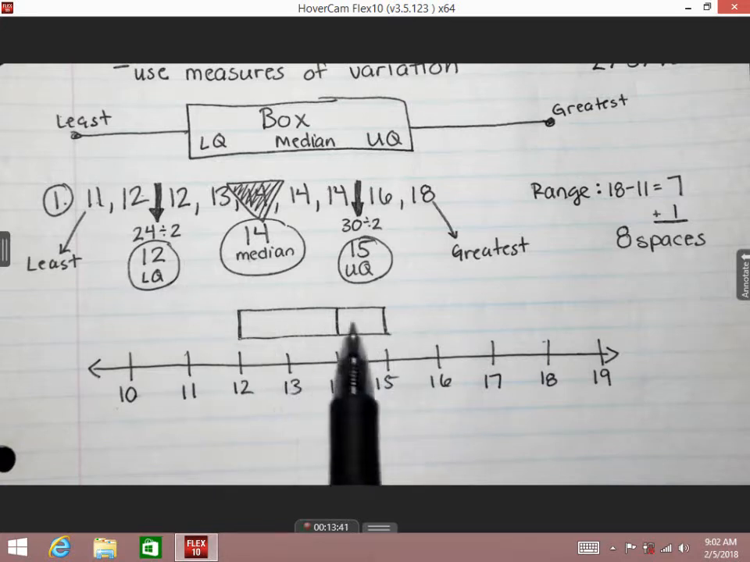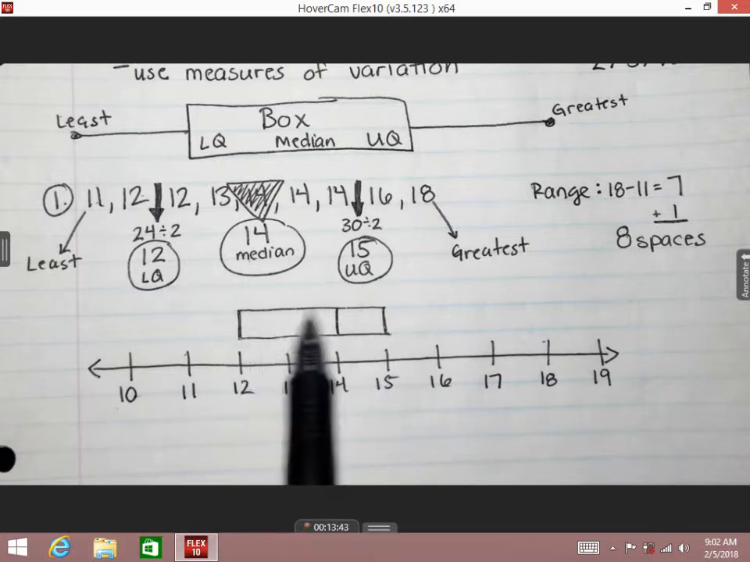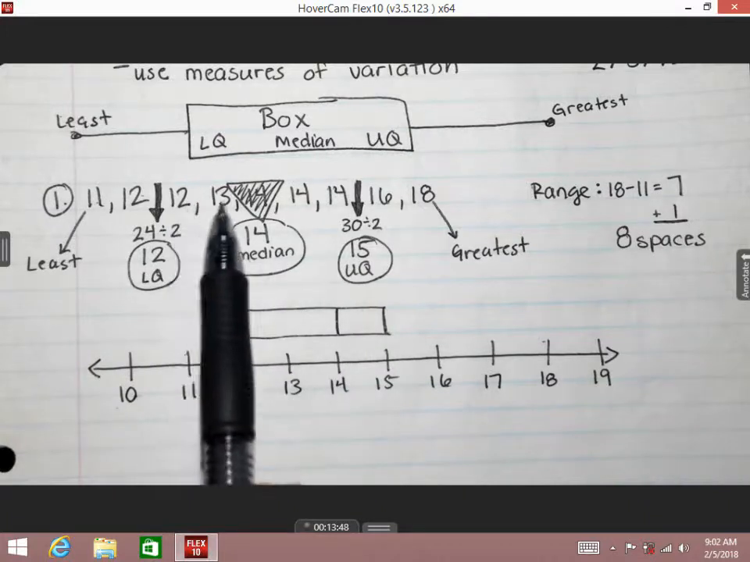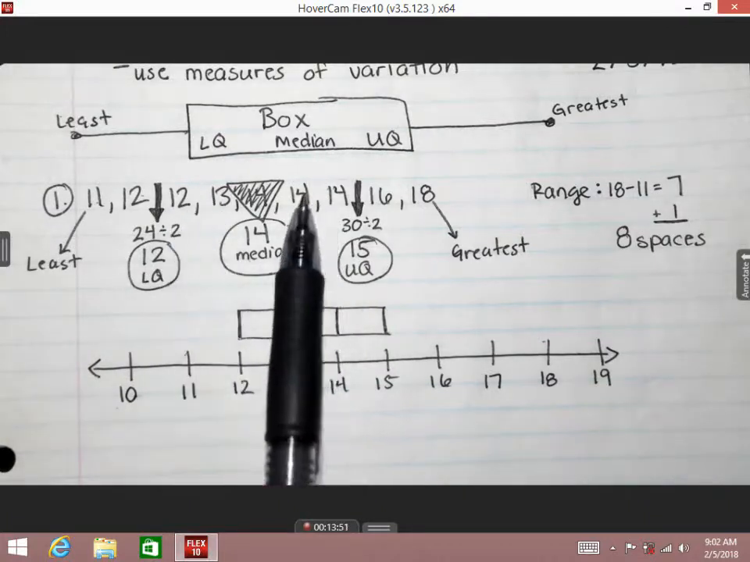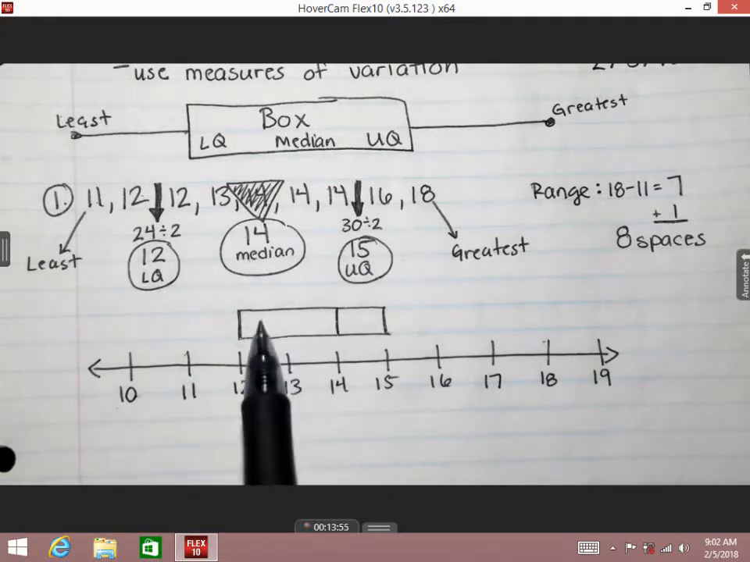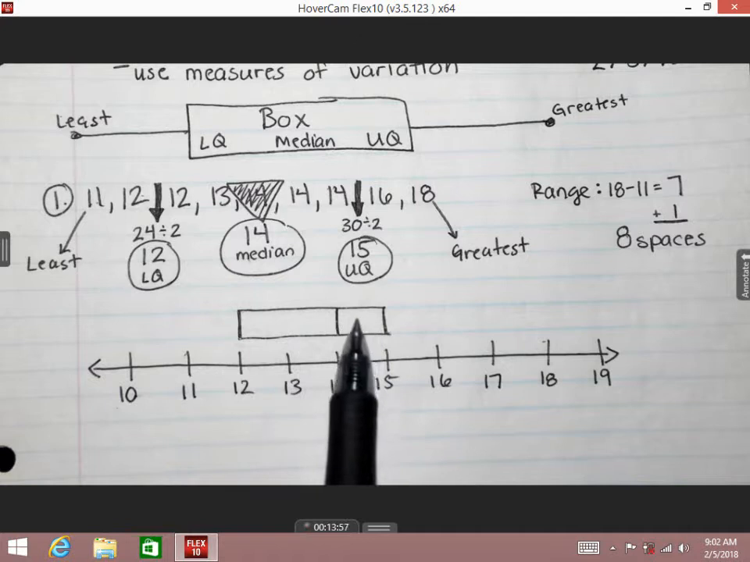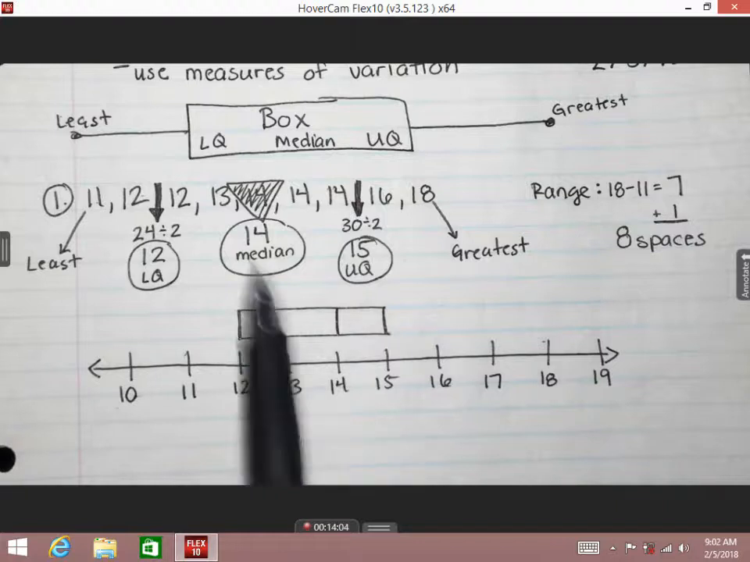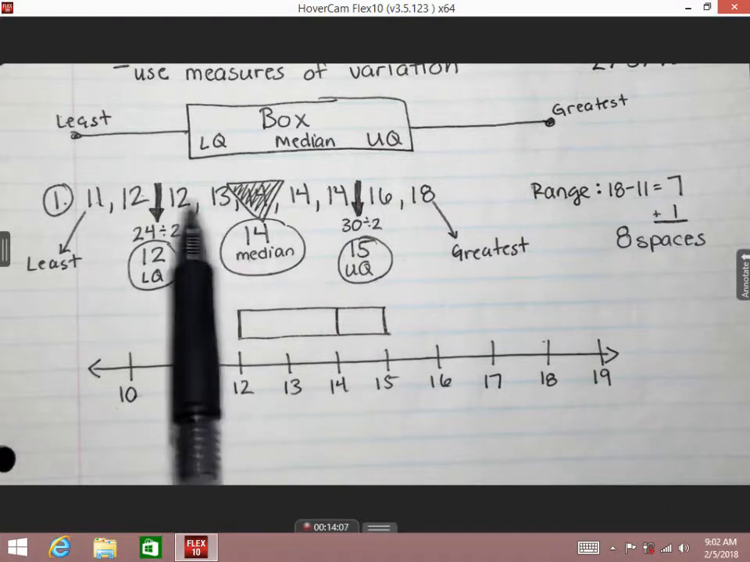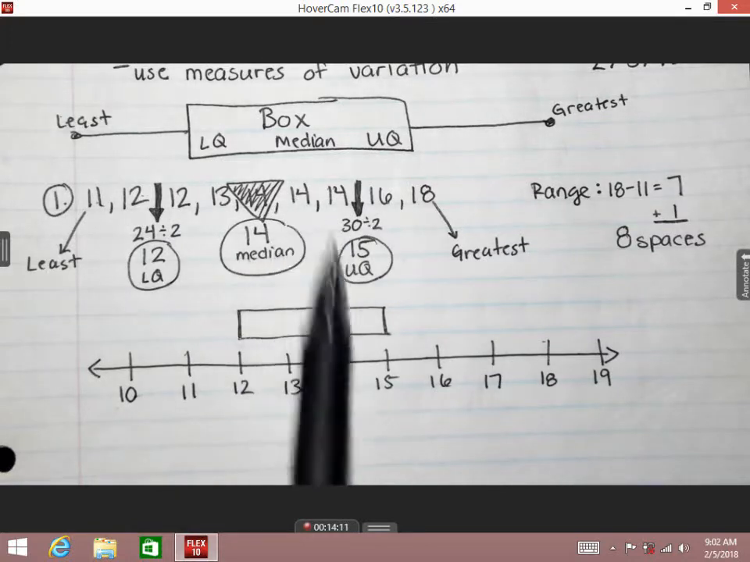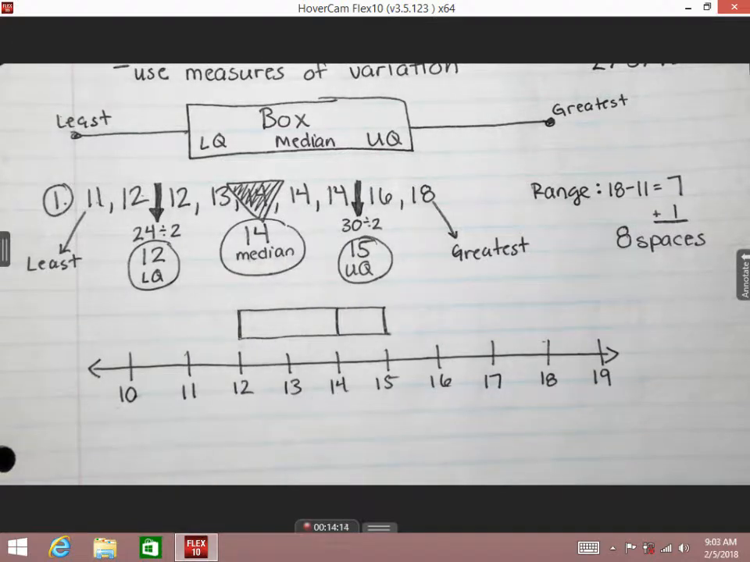Now, guys, if I look at these boxes, while this box is bigger, does it actually have more numbers in it? No. See how it has 2 numbers in it, and then this one over here has 2 numbers in it? So this box is the same as this part. This box is the same as this box. Do they look like they're the same? No, but if I look up here at the information, there are 2 numbers in between my LQ and my median. There are 2 numbers in between my median and my UQ.